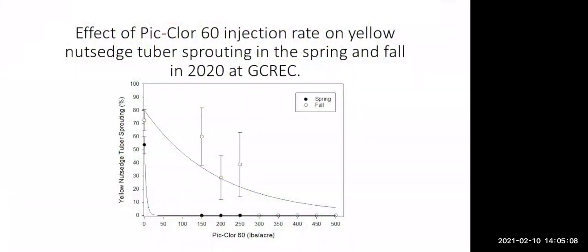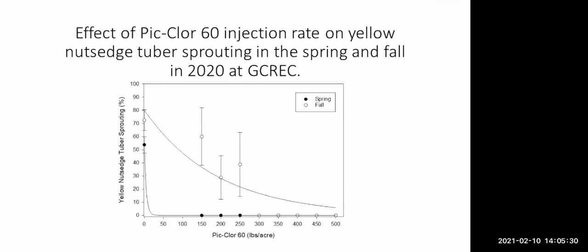The second graph I want to show you looks at the effect of Picklor 60 rate on yellow nutsedge tuber control. So for this study, we took bags of tubers and we buried them in the field, and then we fumigated. 2 weeks later we removed the tubers, and then we sprouted them to test for viability.